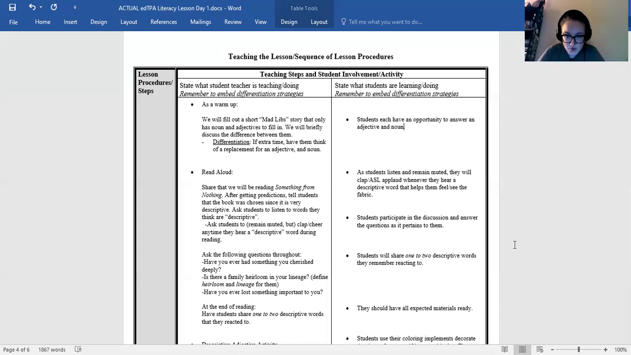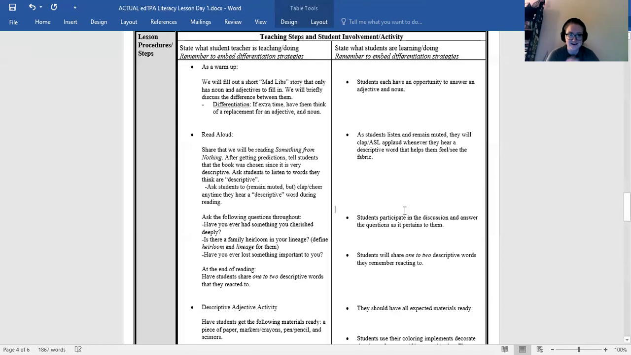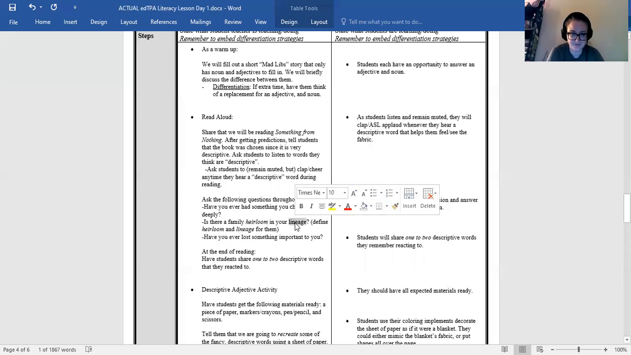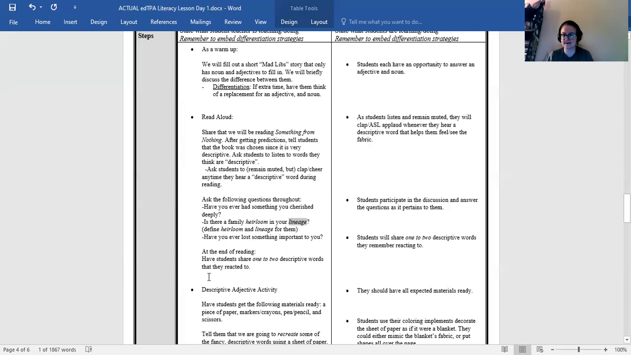All right, so the students will participate in discussion and answer. So this discussion is down here. Let me move it. So the discussion that will be had throughout is, have you ever had something you cherish deeply? Is there a family heirloom? One of the vocab words we mentioned earlier. Let me actually highlight that. Italicize that. In your lineage. Oh, look at that. Another word. Bada bing, bada boom. Define heirloom and lineage for them. Oh, I guess I didn't need to italicize it there because it was italicized after, but whatever. I'll keep it. Have you ever lost something important to you?